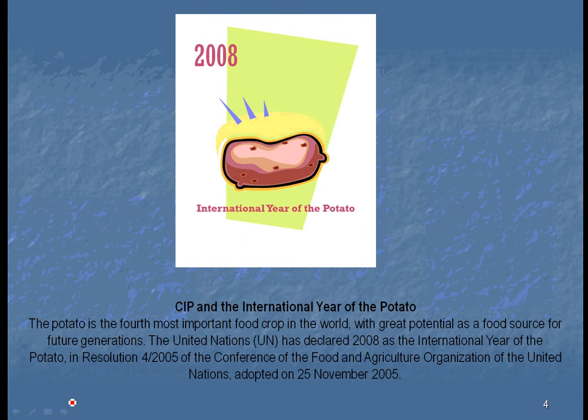The most important starch is the potato, of course. The potato has saved the world from starvation. 2008 was designated as the International Year of the Potato. It's the fourth most important food crop in the world. We are learning how to change this potato. We're learning how to add more protein to it, and how to prevent it from having diseases.